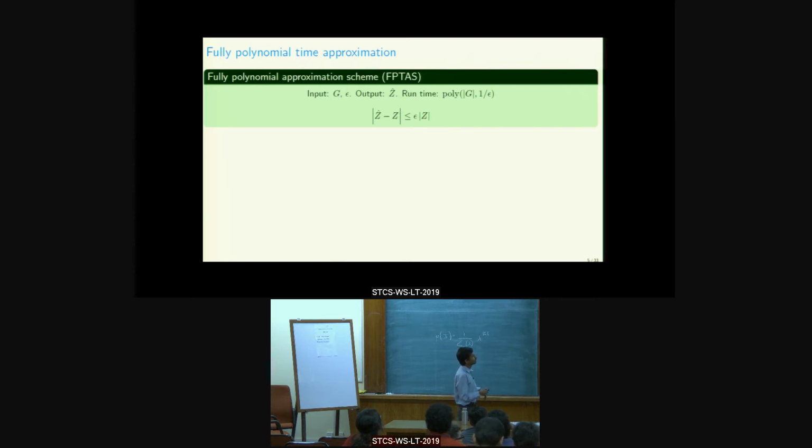And you want the guarantee that the difference should be relatively small. So relative to the actual value of the partition function, the difference should be small. You're always measuring the difference relative to the actual value, and that should be smaller than epsilon, the parameter that you have.